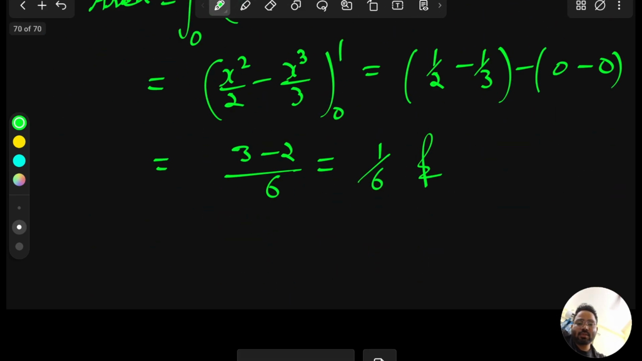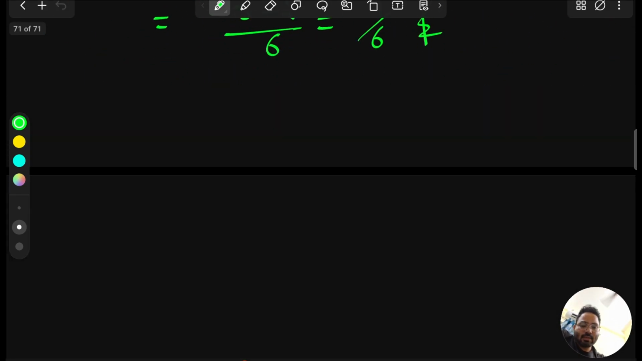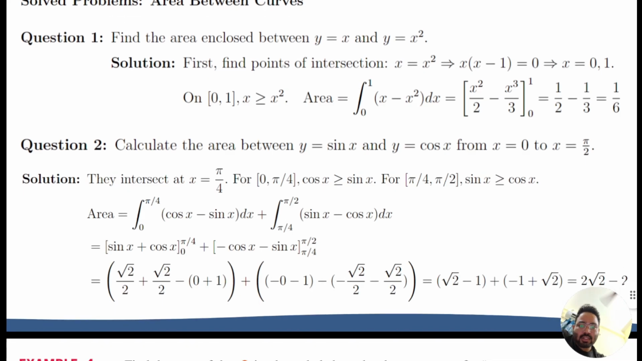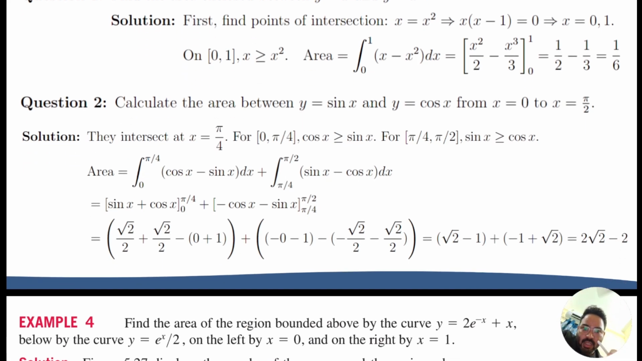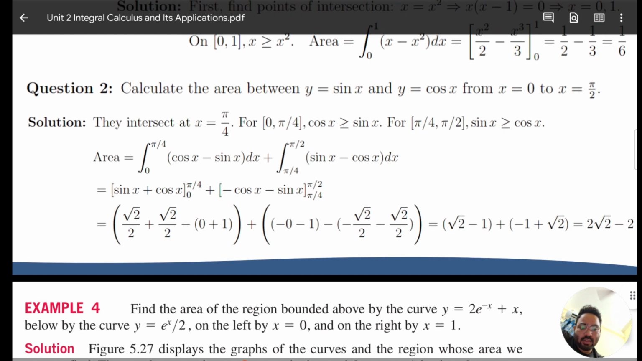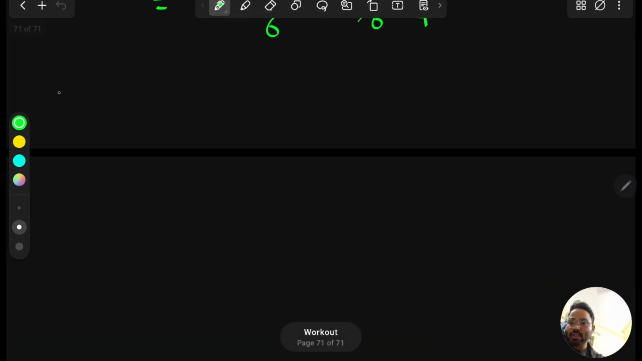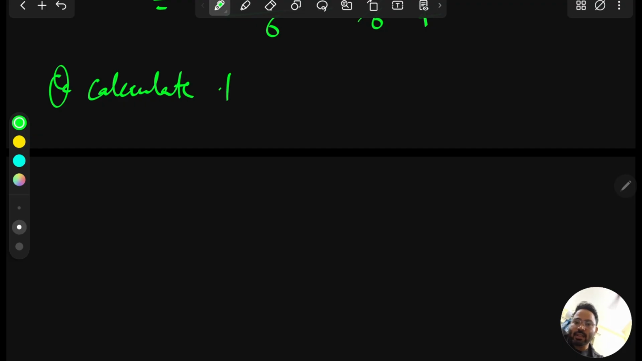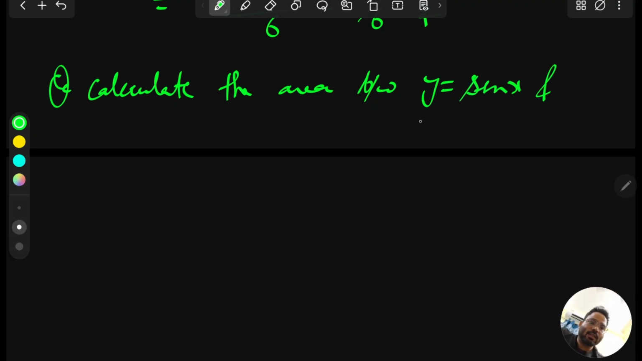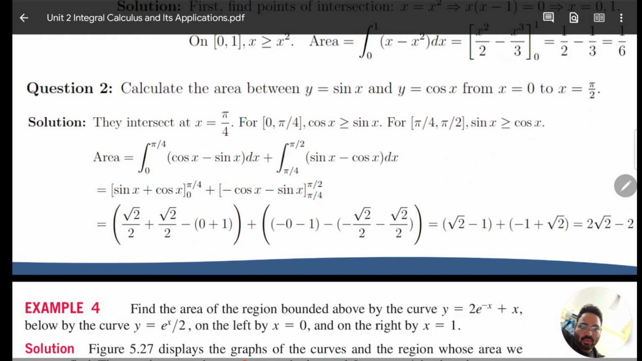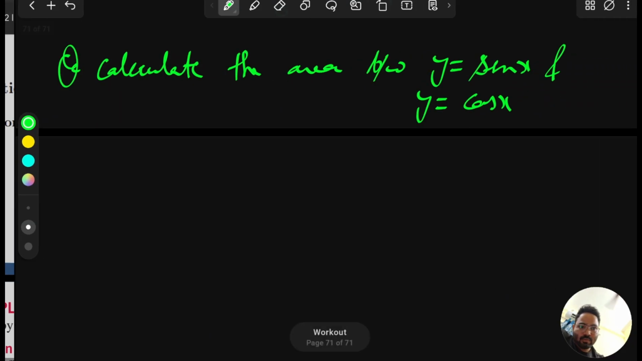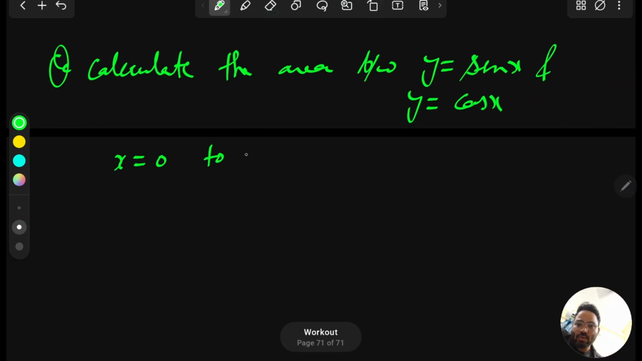Now let's see the next question. The next question is: calculate the area between y equal to sin x and y equal to cos x, with the limit x equal to 0 to pi by 2.